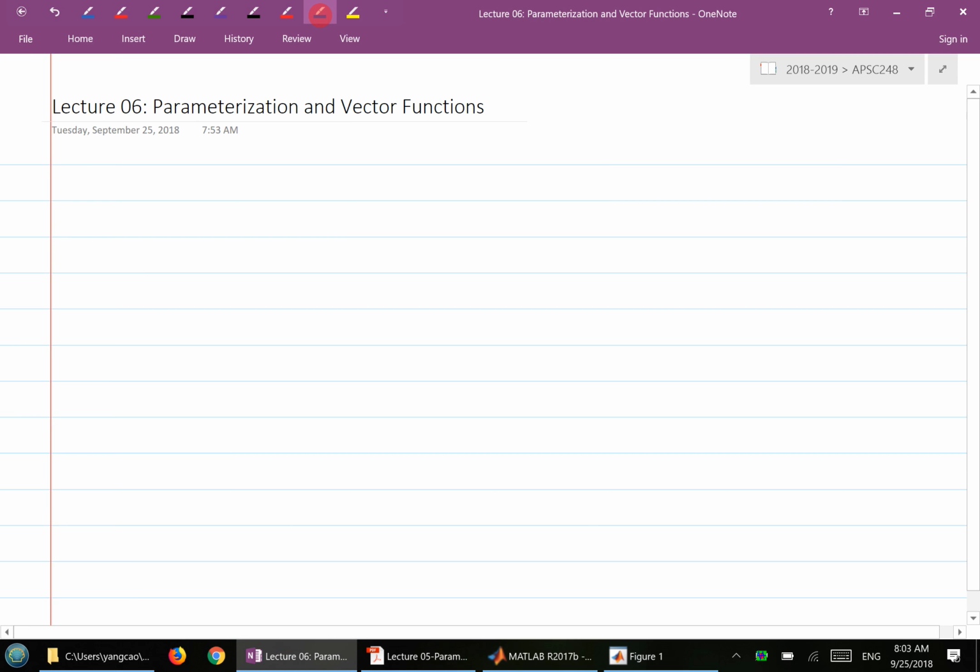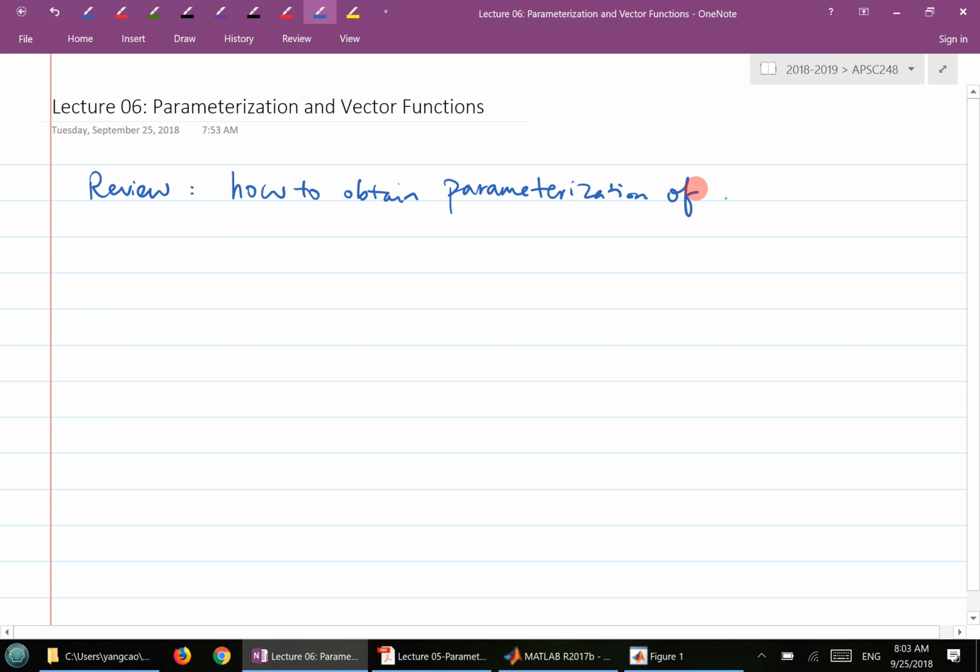Okay, let's finish the parameterization. Basically getting a parametric representation of a curve in 3D space. And then we'll get on to the new topic, which is a vector function. So in the previous lecture, I talked about essentially how to obtain a parameterization of a curve.